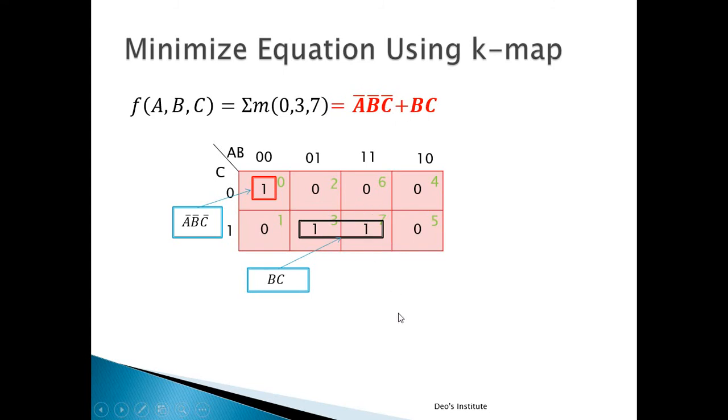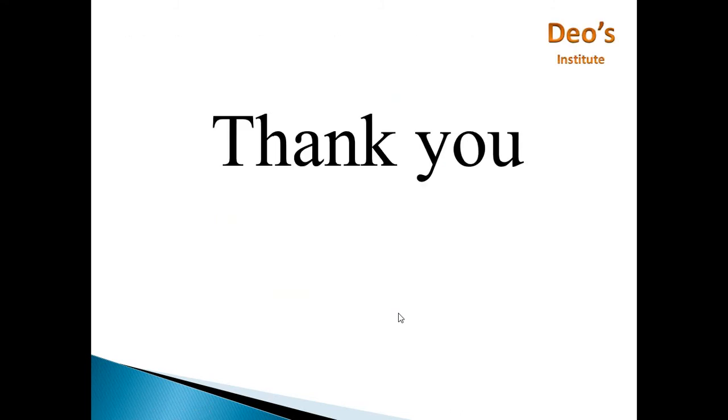So this is how you can minimize the equation. I hope you have understood the concept of minimizing an equation and taking variables common by grouping the cells. In the next video lectures, we'll try to solve more and more examples on 3 variable as well as 4 variable K-maps.